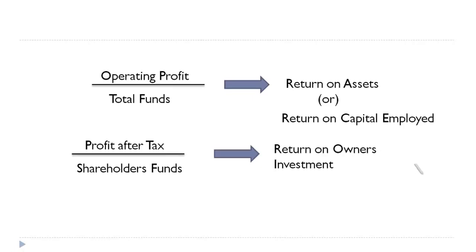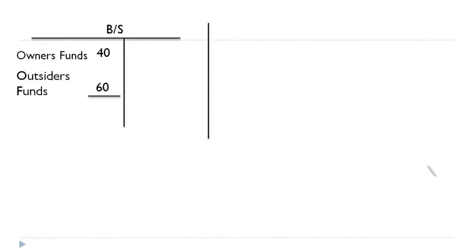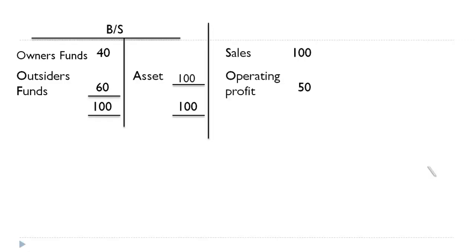We'll take a balance sheet and an income statement. So I'll give you the funds brought in by the owners in the business is say 40, and the outsiders have brought in 60. So the total funds is 100, with which assets worth 100 have been created. And I'll also give their income details. Their sales is 100, operating profit is 50, and profit after tax is 20.